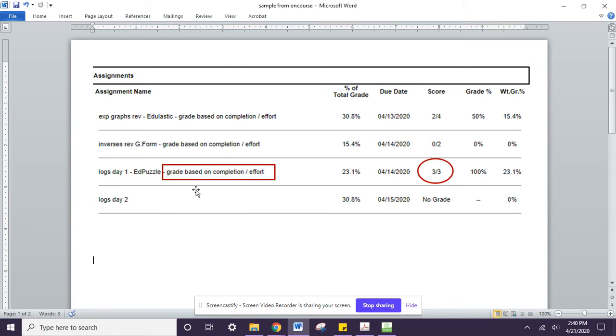So for the things that are graded based on completion and effort, if you see full credit, like 3 out of 3, 2 out of 2, 4 out of 4, something like that, you're good to go. You've been marked present. I got your work.